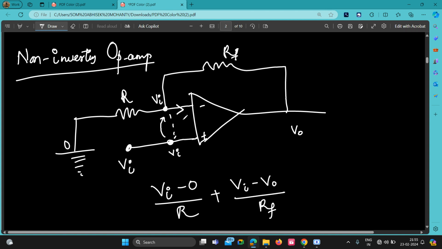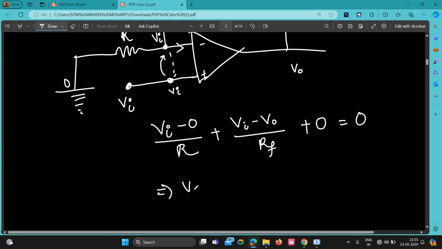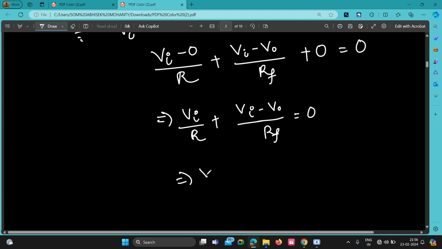Okay, now current going into the diode is 0 because every current we are calculating, isn't it? All the current at the junction plus 0 is equal to 0. Okay, so if you see, this is Vi by R plus Vi by Rf, sorry, Vi minus V naught by Rf is equal to 0. So Vi by R is equal to V naught minus Vi by Rf. I just did this minus thing.